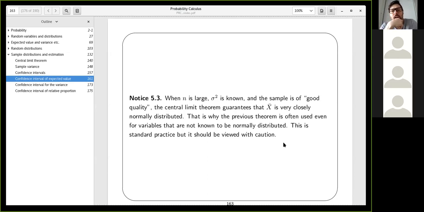So when n is large, sigma squared is known, and the sample is of good quality, the central limit theorem guarantees that this sample mean is very closely normally distributed. That's why this theorem is often used even when the variables themselves are not known to be normally distributed. But this is a standard practice, and like I said, it should be viewed with caution because the n should be large, the sigma should be known, and the samples should be of good quality, randomized.